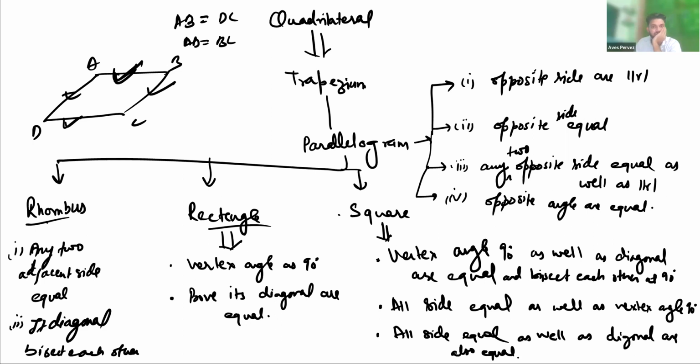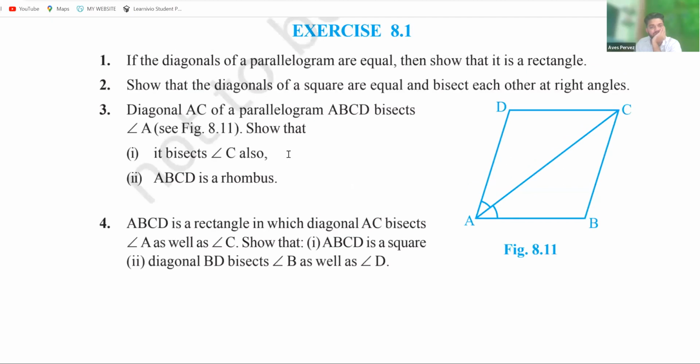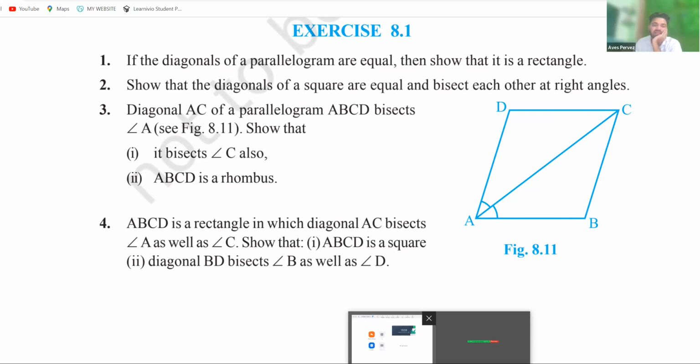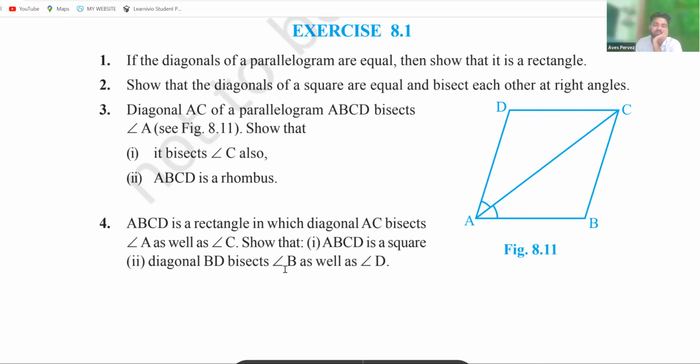Okay, so do question number 4. ABCD is a rectangle in which diagonal AC bisects angle A and angle C. Show that ABCD is a square and diagonal BD bisects angle B and angle D. How will you do this one? Draw the figure first.